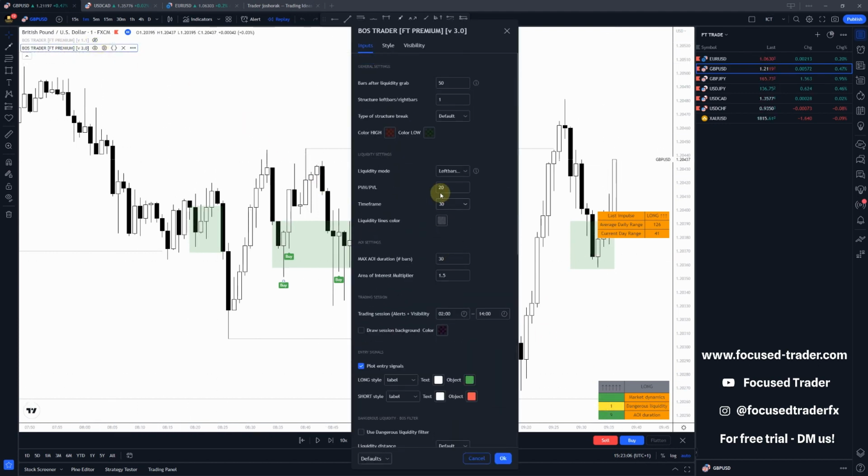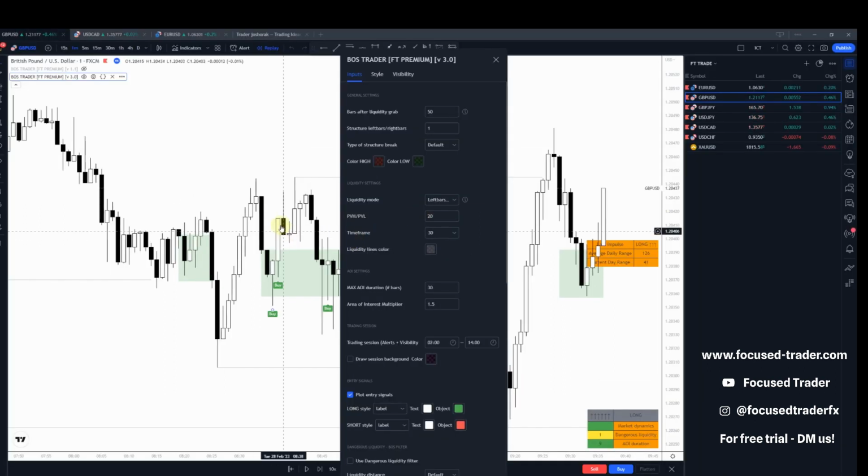So my setting is a bit different than the default setting. The default setting is 5 for PVH and PVL. I have a setting of 20. So basically I'm looking for a bar like this bar, and I'm looking for 20 bars on the right and 20 bars on the left, and they need to have a lower high. This is high, this is high, this is high. There need to be 20 bars before I can confirm that this is truly a new liquidity level. So that's just my settings, my preference.